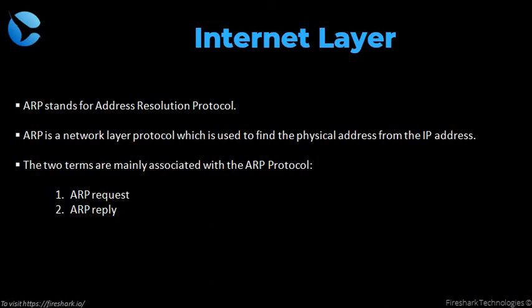Two terms are mainly associated with the ARP protocol. First, ARP request, and second, ARP reply. ARP request: when a sender wants to know the physical address of a device, it broadcasts the ARP request to the network. ARP reply: every device attached to the network will accept the ARP request and process it, but only the recipient recognizes the IP address and sends back its physical address in the form of an ARP reply. The recipient adds the physical address both to its cache memory and to the datagram header.